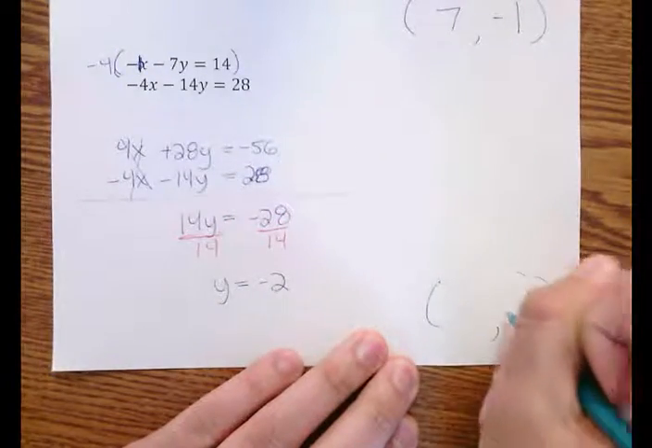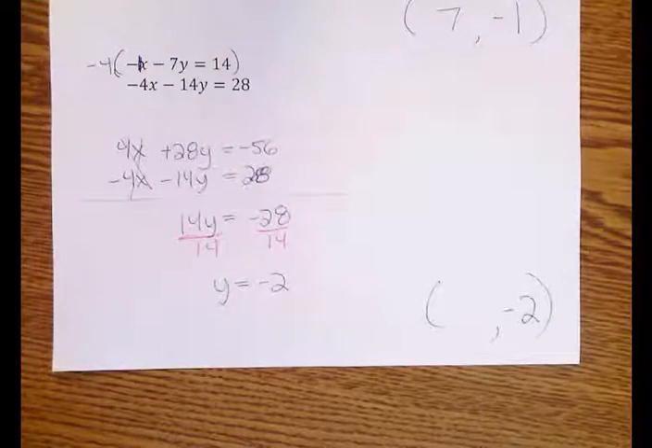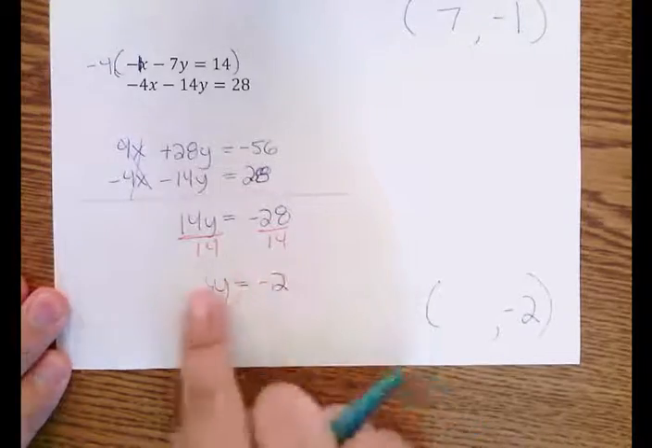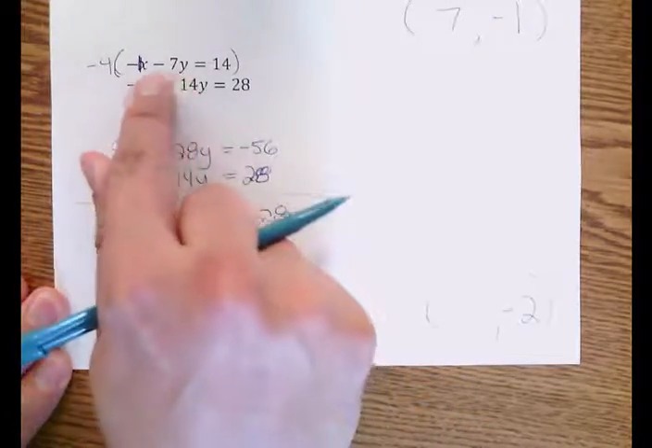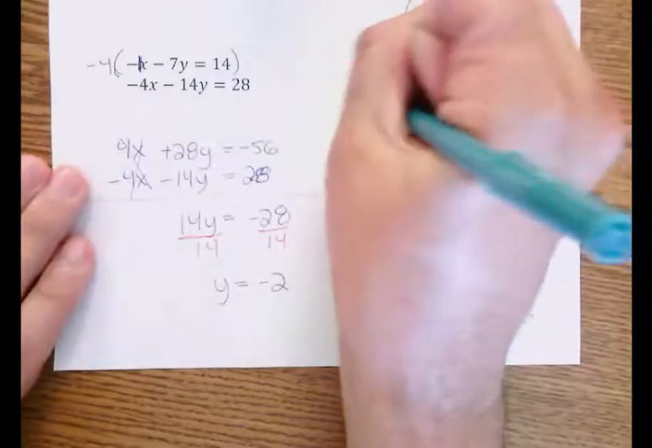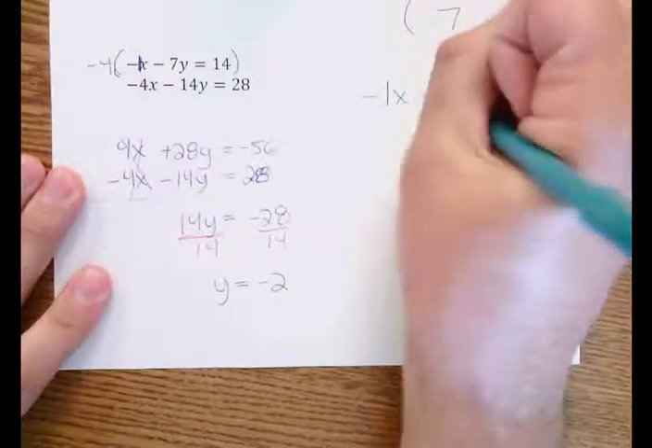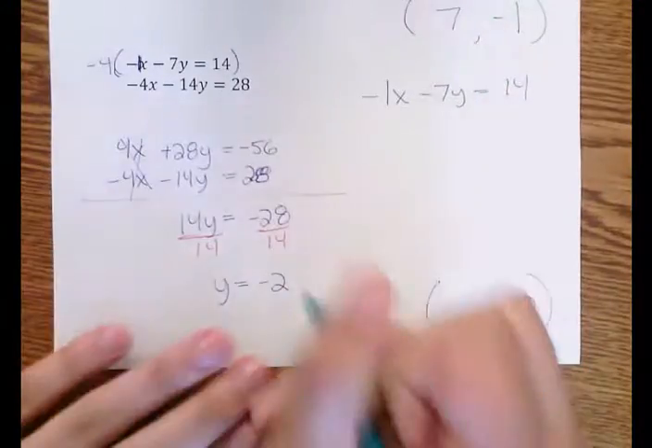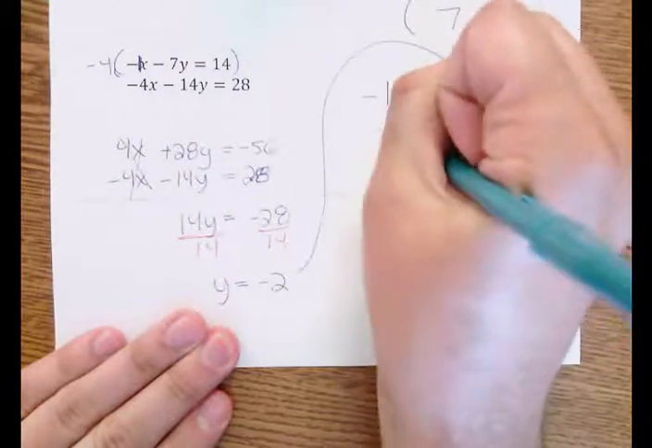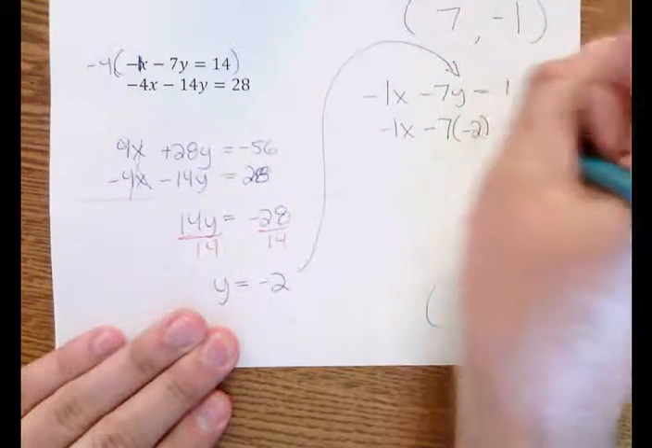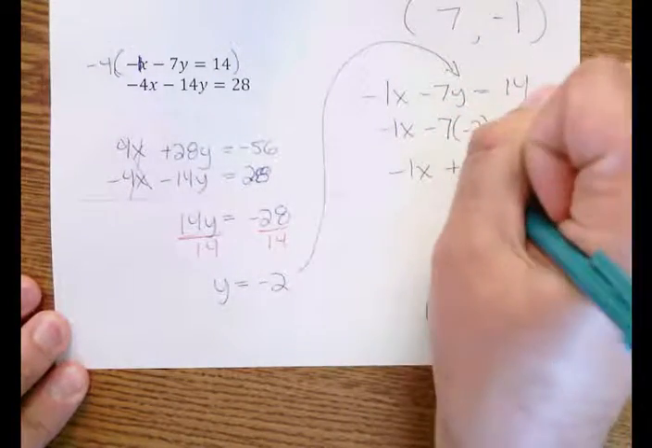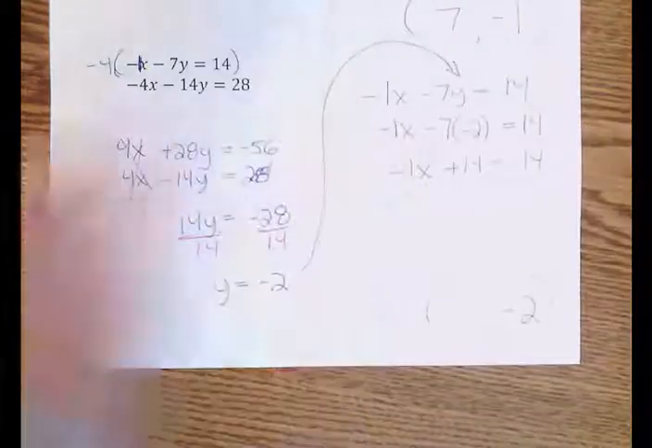So again, trying to find coordinates here, I found my y value, and now I just have to figure out my x value. I could take this new piece of information, y equals negative 2, and plug it into my top equation or into the bottom. It does not matter which one you choose. I'm just going to use that top equation, negative 1x minus 7y equals 14. Plugging in y equals negative 2, I have negative 1x minus 7 times negative 2 equals 14. So negative 1x plus 14 equals 14.